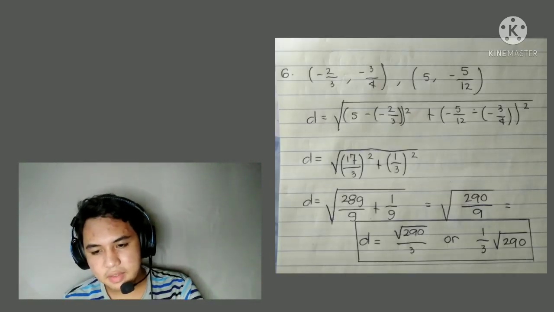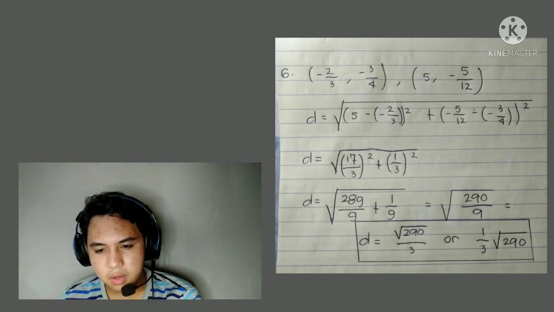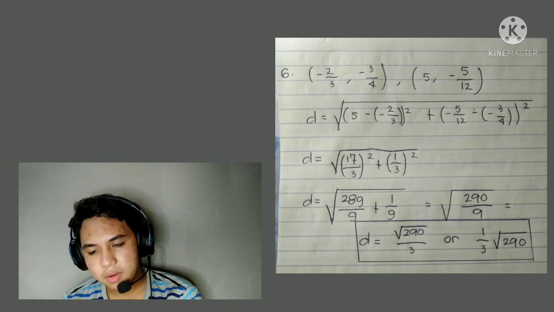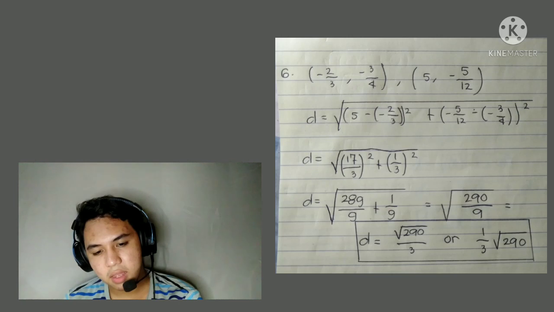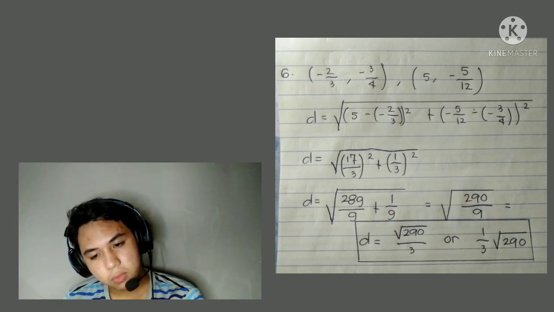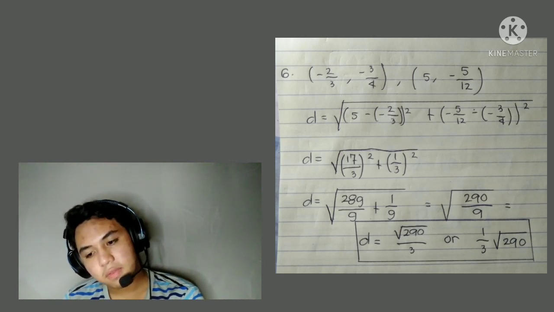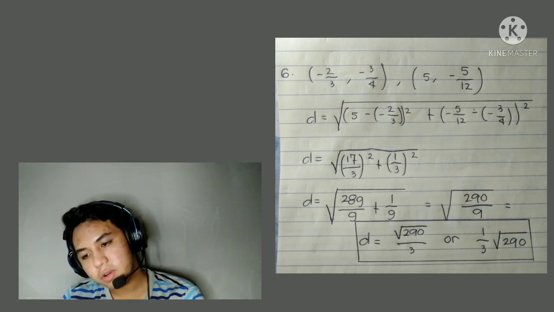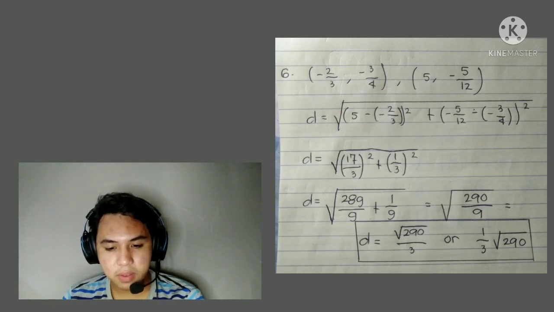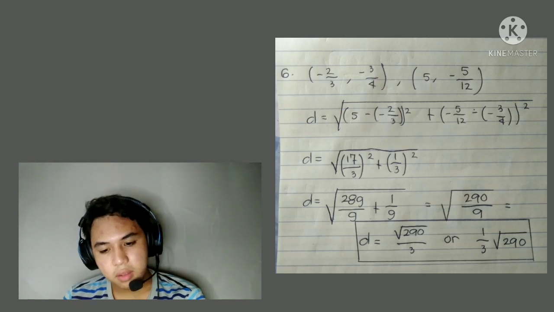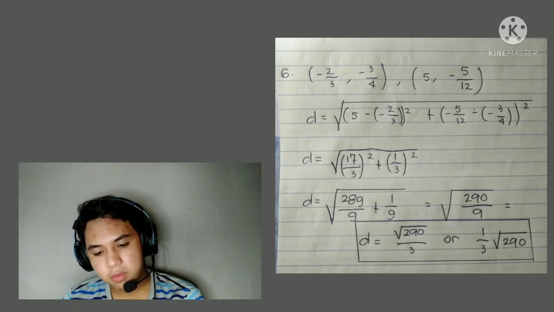Next, we need to find the distance of our 2 points, negative 2 over 3 and negative 3 over 4, and our next point is 5 and negative 5 over 12. Again, we will use our distance formula. So this equals the square root of the quantity 5 minus negative 2 over 3 squared plus the quantity negative 5 over 12 minus our negative 3 over 4 squared. So if we simplify, we will get the square root of 17 over 3 squared plus 1 over 3 squared.